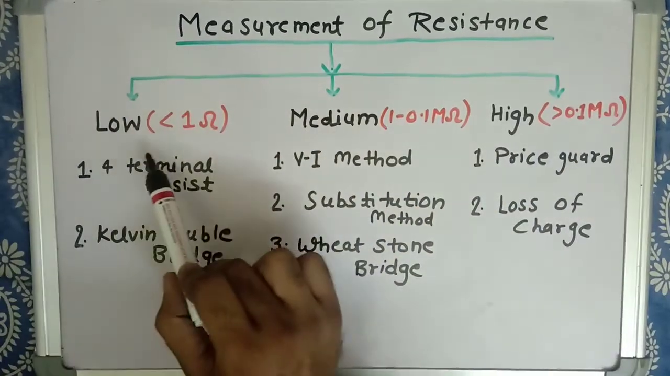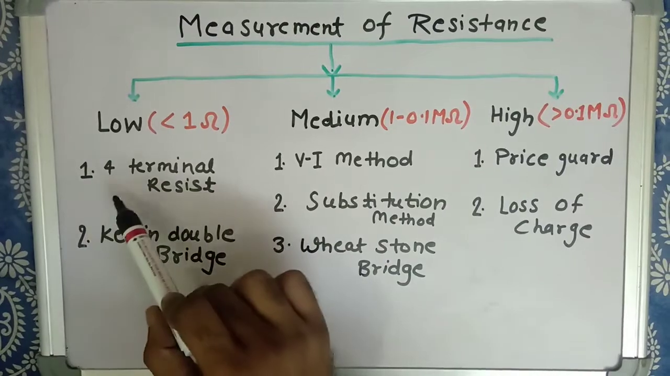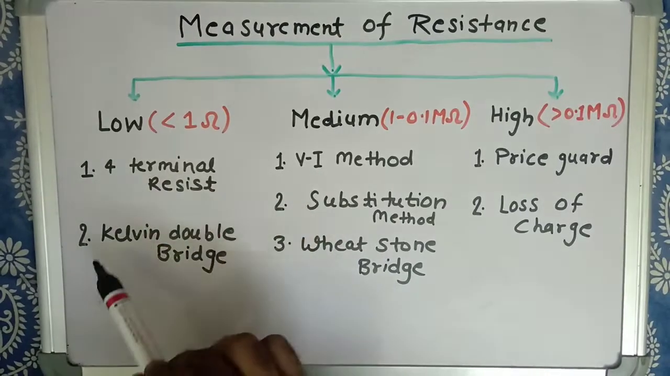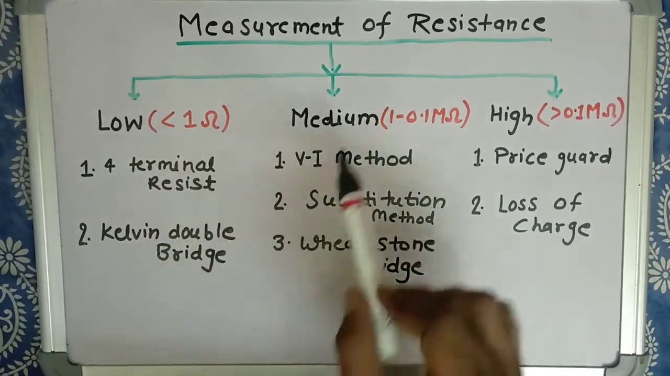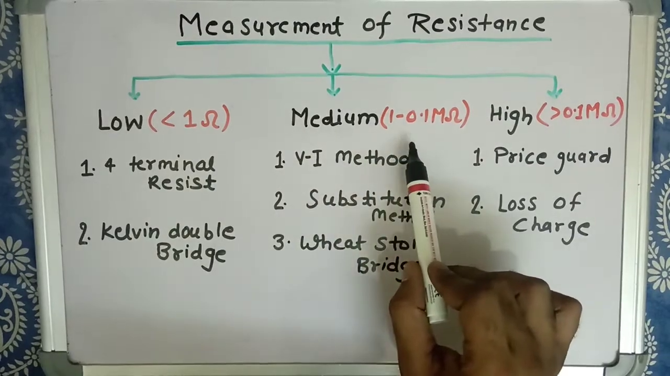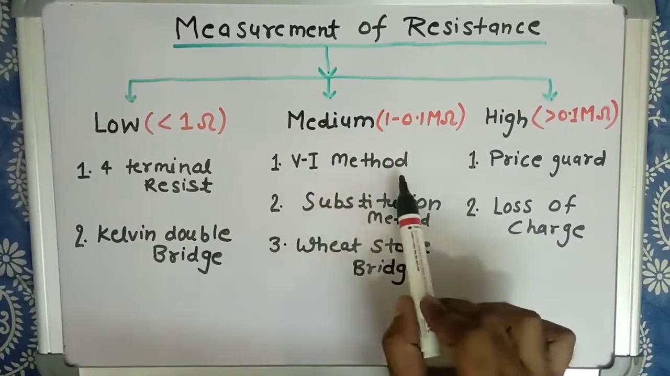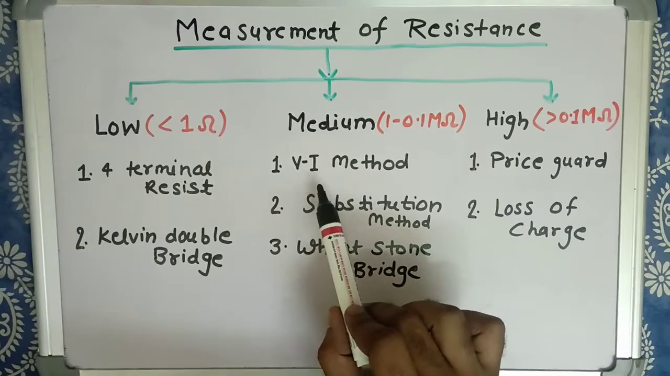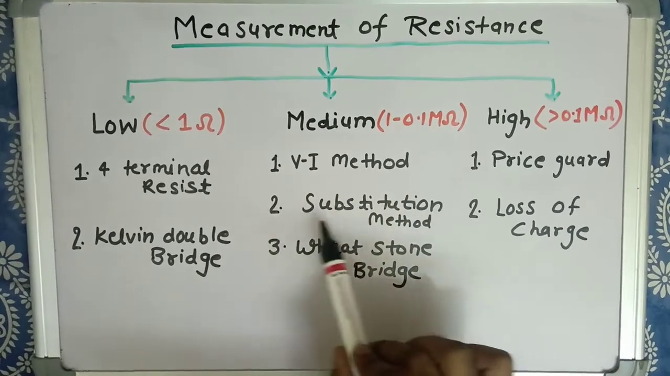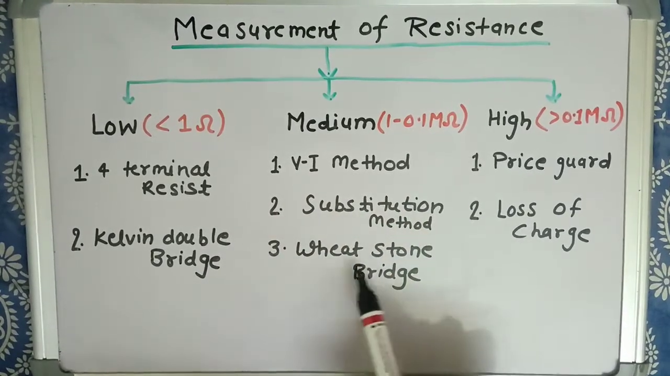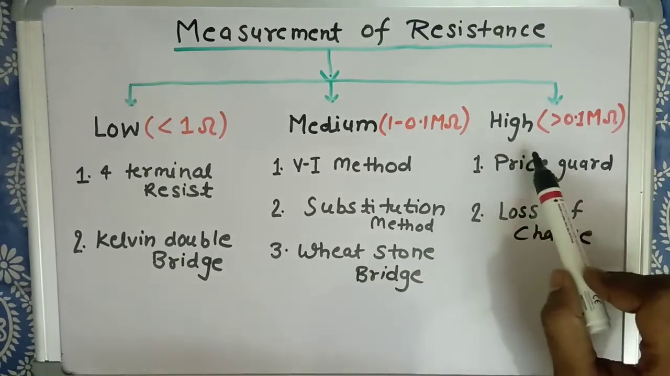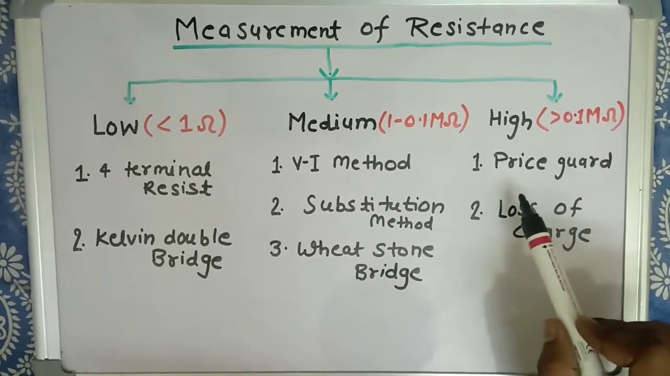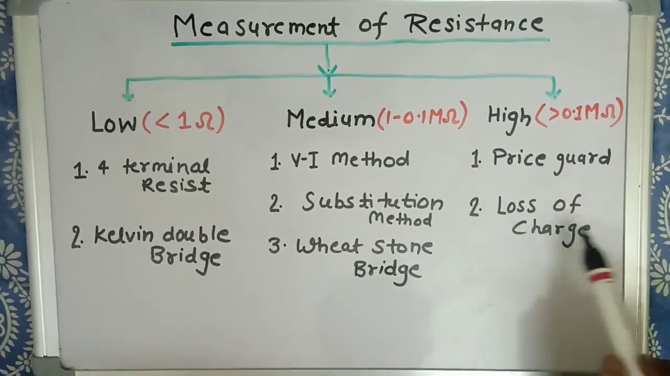To measure low resistances, we have two methods: the 4 terminal resistance method and the Kelvin double bridge method. To measure medium range resistances, we have the VI method, also known as the voltmeter ammeter method, second is the substitution method, and third is the Wheatstone bridge method. To measure high resistances, we have two methods: the price guard method and the loss of charge method.